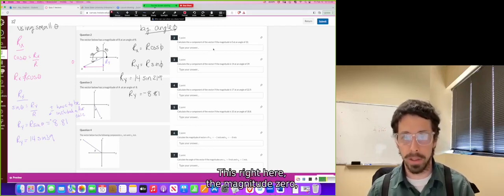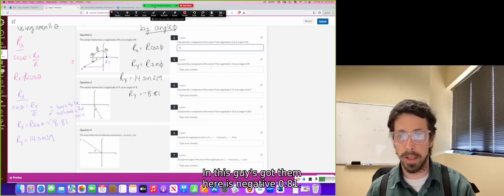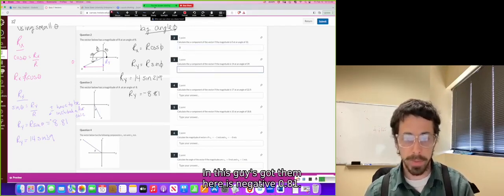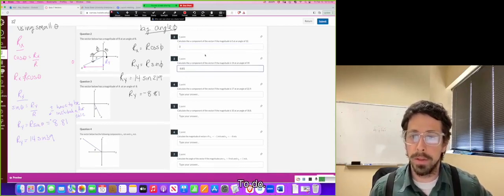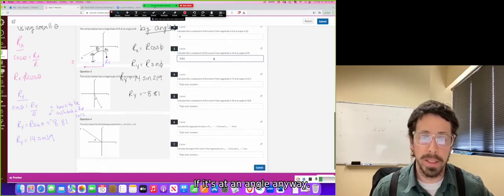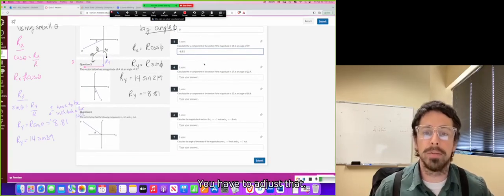This right here, the magnitude is 0, this is going to be 0, right? And this guy is going to be negative 8.81. That's what that will be. Yeah, that doesn't make sense because it can't be at magnitude 0 if it's at an angle. Anyway, I'm going to have to adjust that.